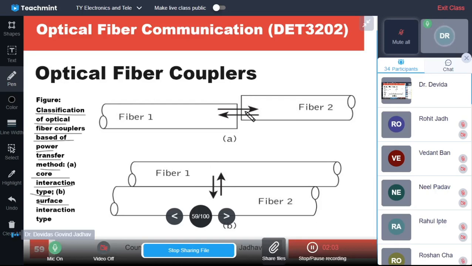So two types of coupling principles are there. One is core interaction and the other is cladding interaction, surface interaction. Core interaction and surface interaction. These are the two types of couplers, or we can say the classification of optical fiber couplers based on the power transfer method. How the power gets transferred, based on that these are the types, and there are more types based on other criteria also.